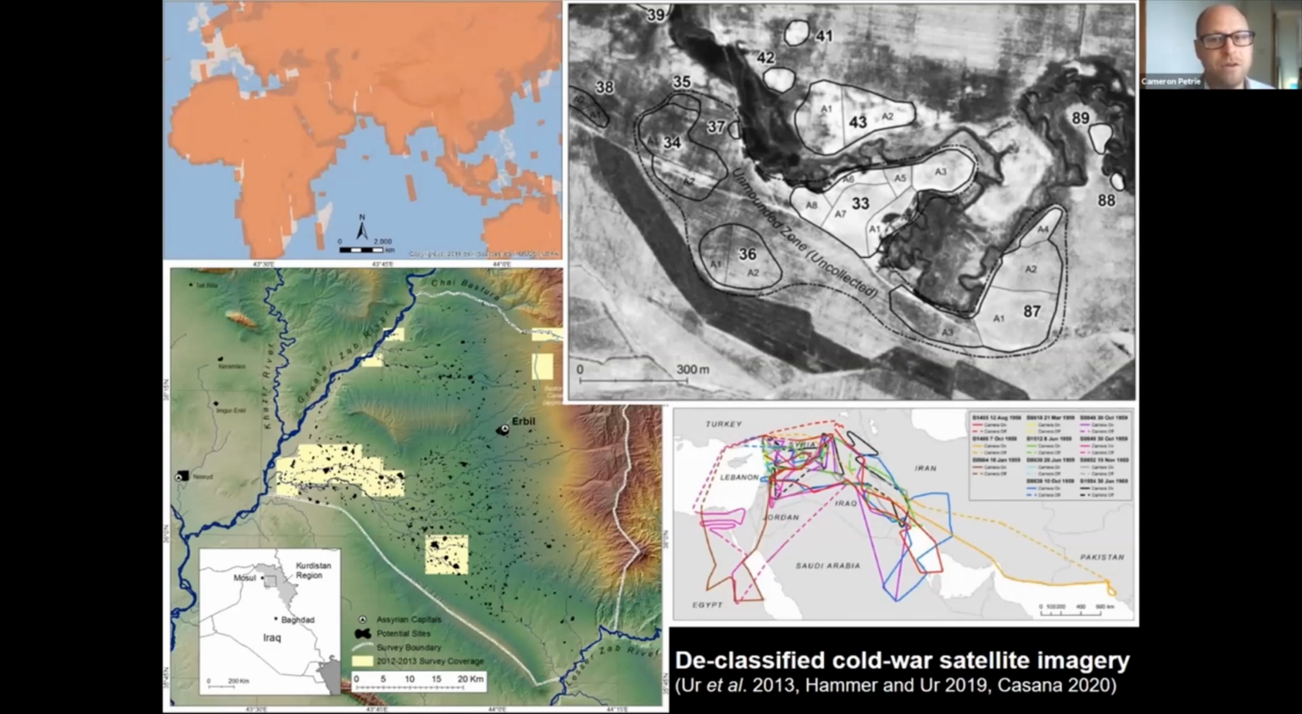And as you can see on the top left-hand side, due to the nature of the Cold War and the powers that were in play at that point in time, quite large parts of the planet are covered with reasonably systematic satellite imagery that was documented, particularly in the 1960s and 70s.